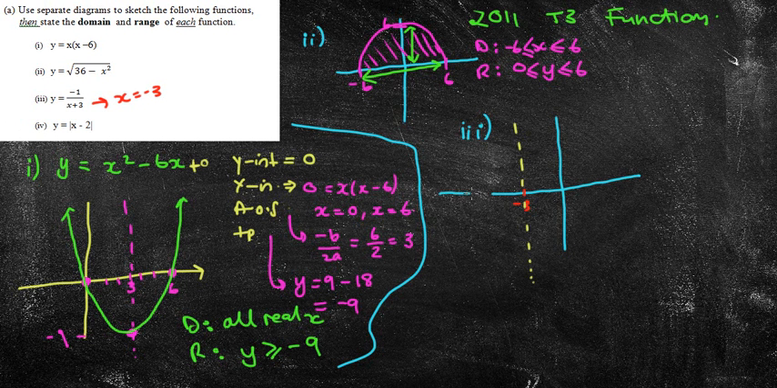However, because it's a negative parabola, it means that it's going to go the opposite direction. So like that and like that. Okay, so it's a little bit unusual, I guess.